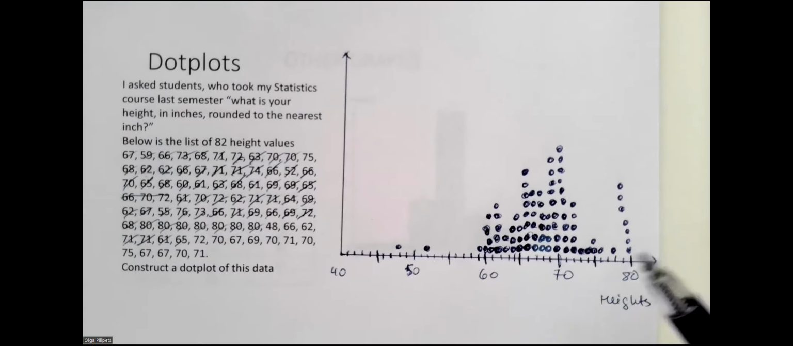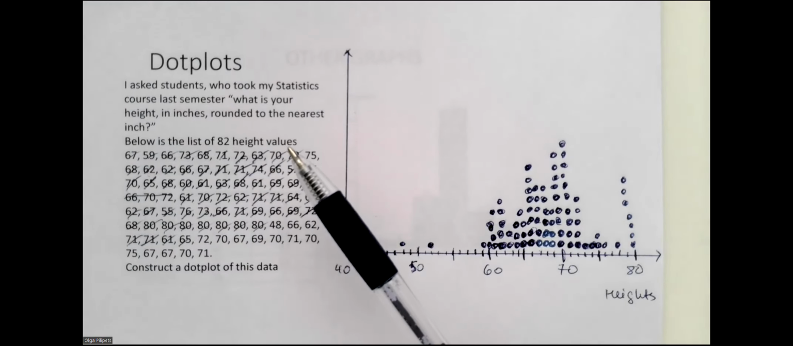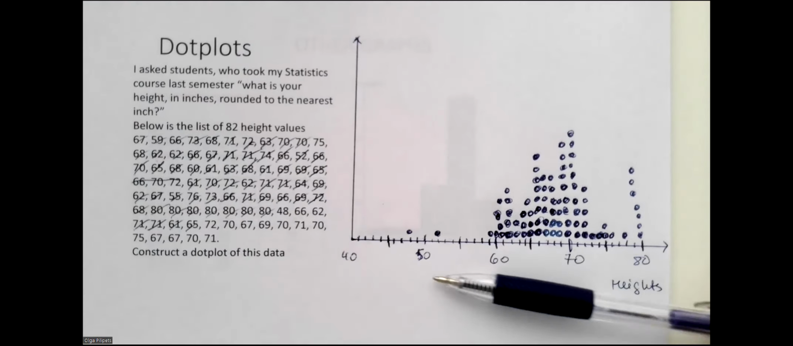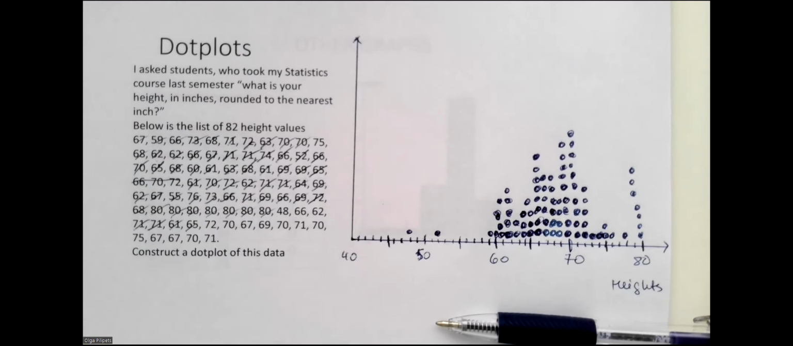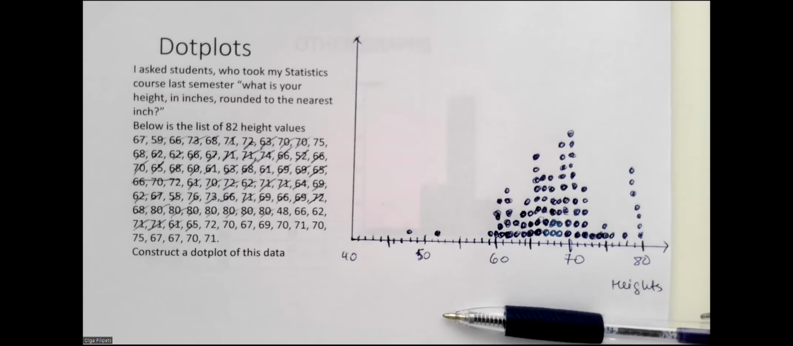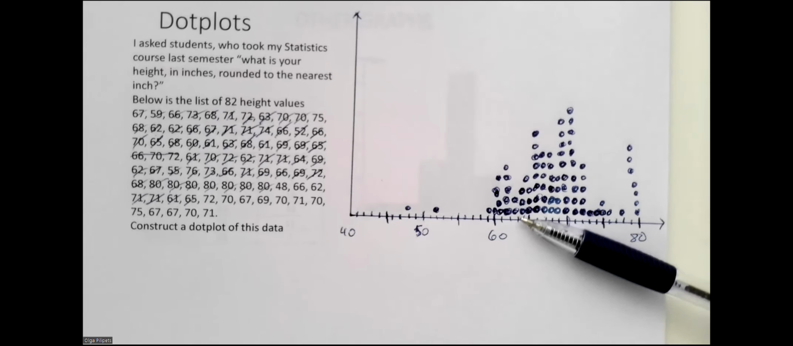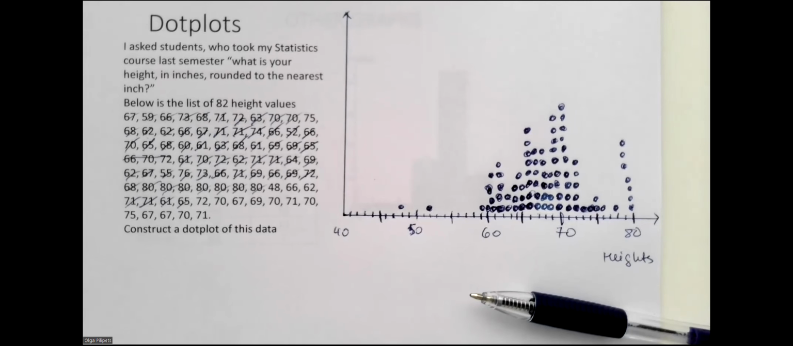And another advantage of the dot plot, just like with stem plots, is that if you want to compare two populations, you can do the dot plot for the second population beneath, under the number line, and basically compare your two populations that way.